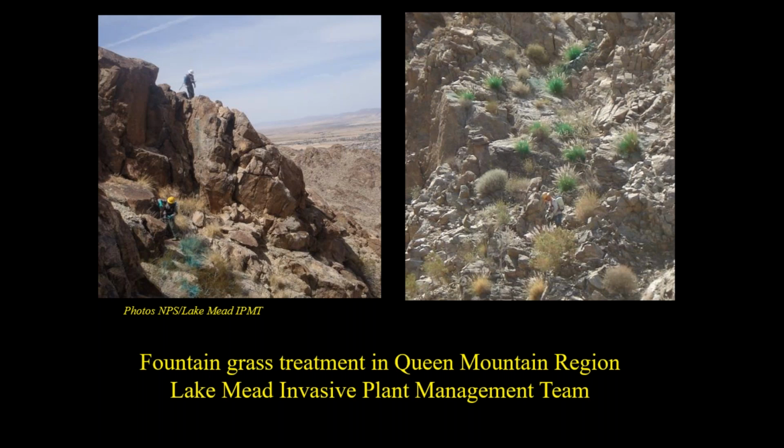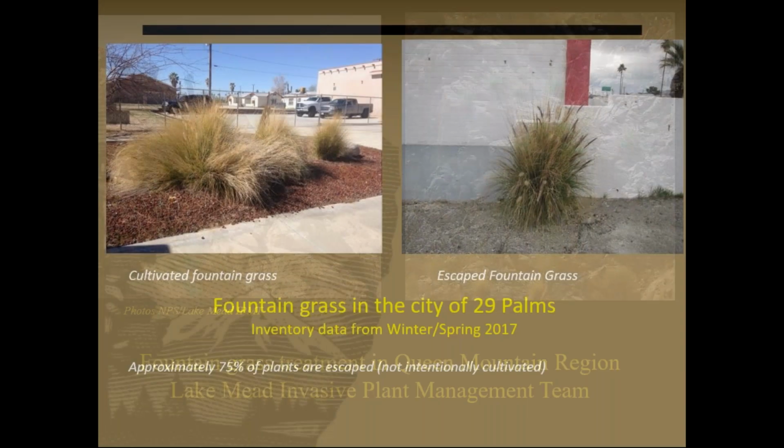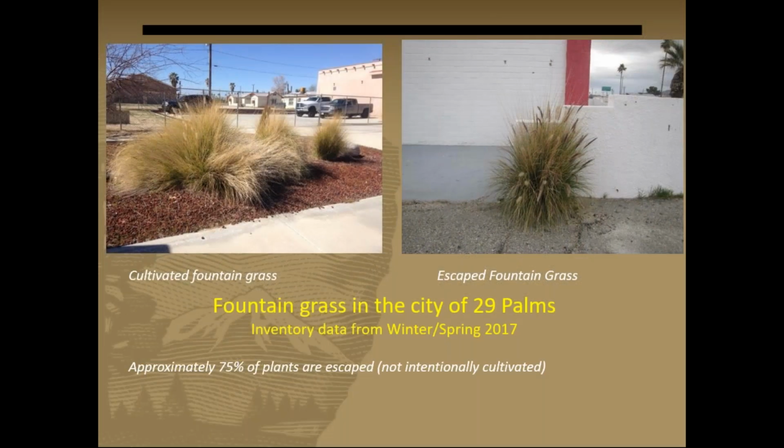For instance, in lower 49 Palms Canyon, there are very few fountain grass plants when there used to be very many more. So we really have to stay on top of it. But fortunately, with our partnership with Lake Mead IPMT, we've been able to do some really good work on fountain grass. Now, I mentioned fountain grass is growing in the towns adjacent to the park.